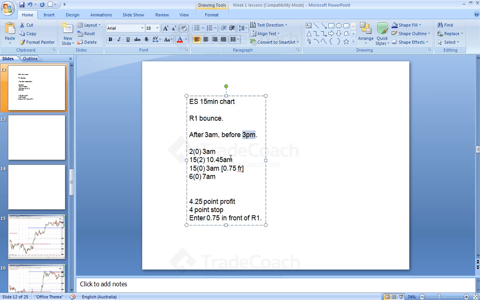I either set my order or I don't, and then I go to bed whenever I want to, and I hop up at about 5 or 6 depending on where you are, and check how everything's gone, and if it hasn't triggered, I just make sure that I take the trade off the board.